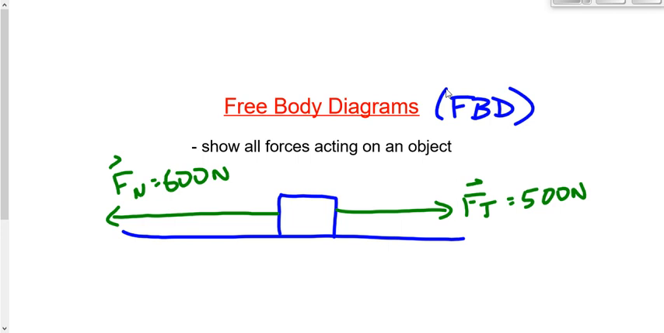Is that it? Is my free body diagram done? Have I drawn all of the forces acting on this box? Nope. We're missing something here. Yep, Haley? Yeah, we got gravity acting down on this, right? Now, we don't know how gravity compares to Fn and Fj.